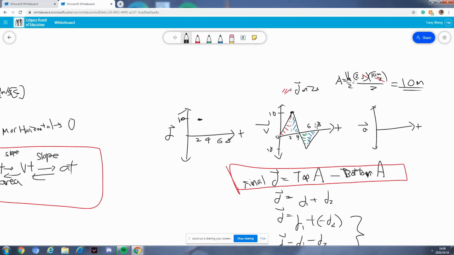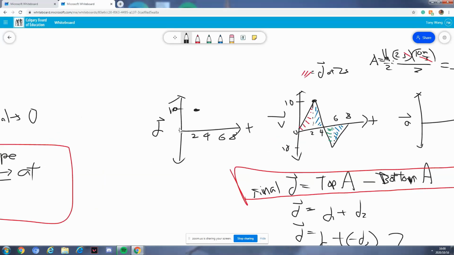Okay, so how do you think we draw the line here? How do you think we draw the line? What do you think the shape of the line is if we drew it?